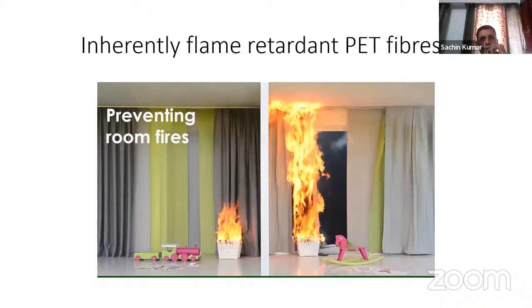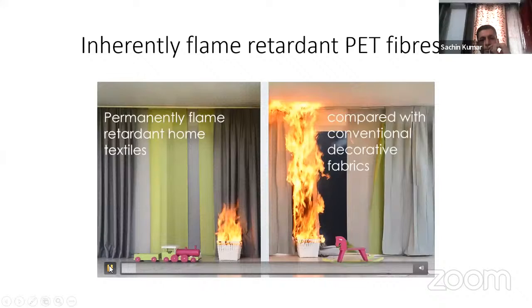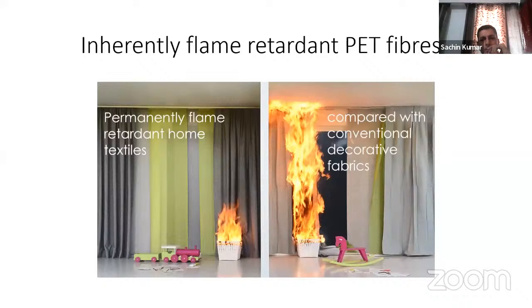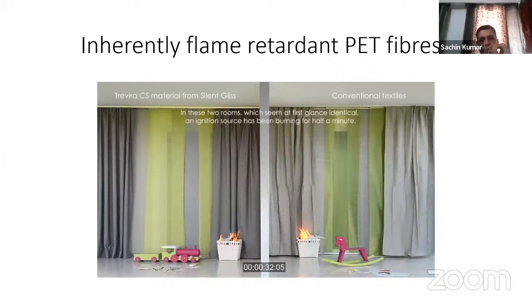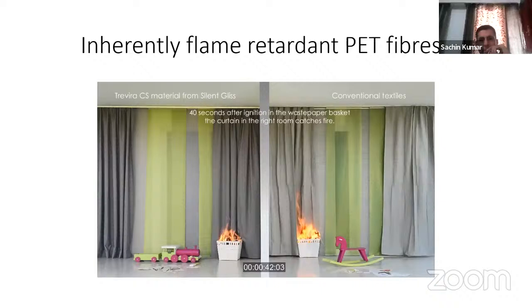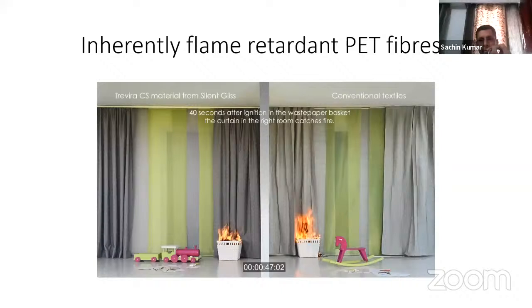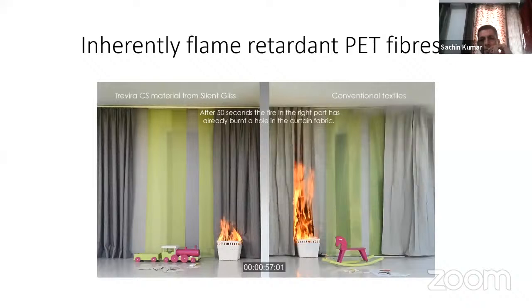Another video I will show you is of an inherently flame retardant system made for curtains. The flame retardant tendency is shown in this video. One is a normal fiber, another is a polyester which is made flame retardant. What is the difference you can see here? The conventional fiber catches fire easily and starts burning very quickly, but the specially made polyester does not catch fire.